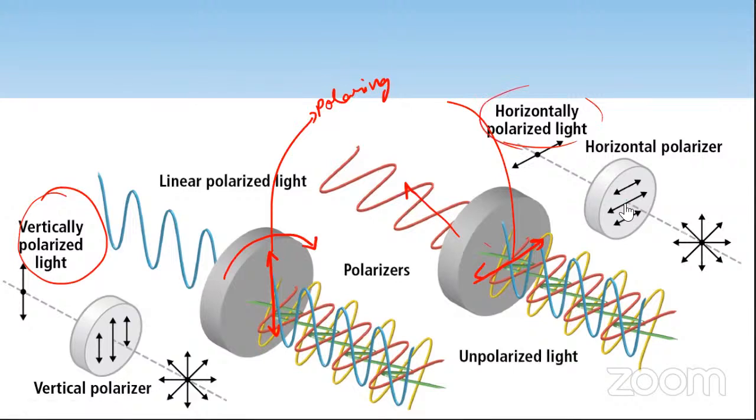Am I clear now? Am I clear about what a polarizing axis is? What a polarizer is? What polarized light is? What unpolarized light is? Hope I'm clear. Okay. Cool.